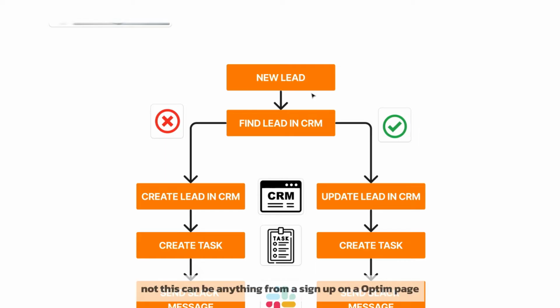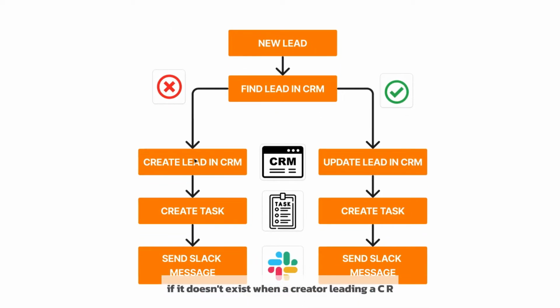Now, this can be anything from a sign up on an opt-in page, a VSL sign up, I don't know, an opted into your ad, even them engaging with a lead magnet. Literally anything. Nowadays, can even be a comment on an Instagram post. As soon as that lead comes in, we want to find the lead in a CRM. If it doesn't exist, we're going to create the lead in a CRM, because one very important thing you'll see in all these automations, we like to keep our CRM updated with everything so we can track all the different leads. Then we'll create a task for appointment setter, actually call the lead, and then we'll also send that specific appointment setter a message to make sure they do it.